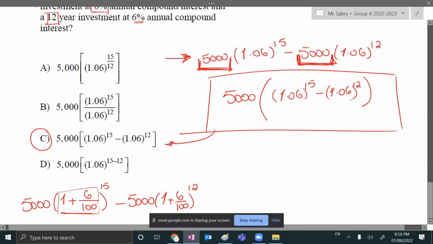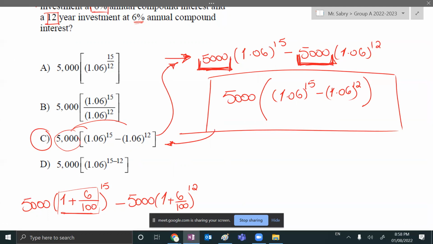If you, for some reason, forgot the idea of a common factor, even though it's extremely important, just look at the answers and you'll know that this 5,000, if you want to distribute it, it should be distributed on both. And it will look just like this one. So you can either do the common factor on your own or just work the answers to make them look like the answer that we got. Does this make sense?